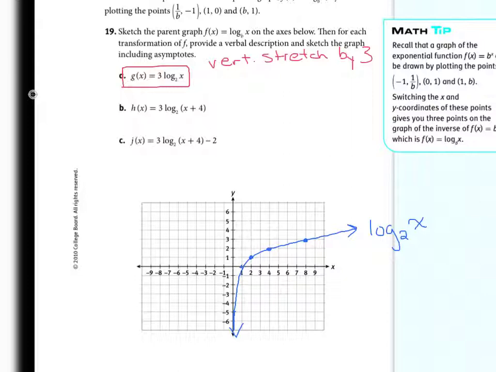So if this one had a y value, let me get my pointer out. This one had a y value of 0. 0 times 3 is 0. This point had a y value of 1. If I multiply that by 3, I'm going to get 3. The next good point has a y value of 2. If I multiply that by 3, I'm up to 6. So it really is stretching it.